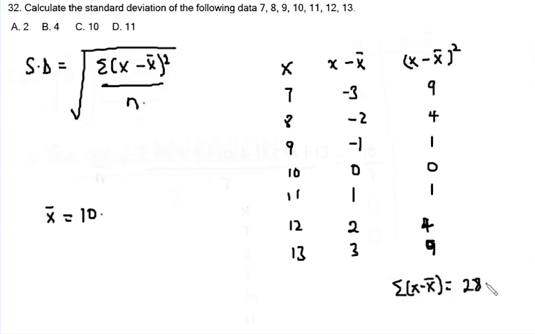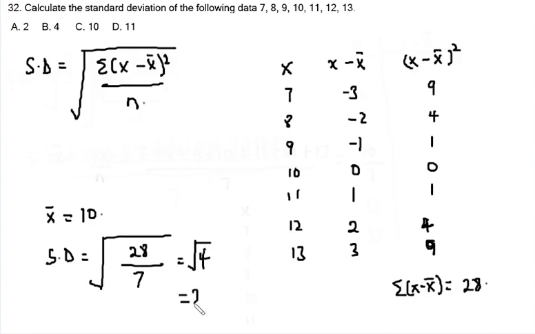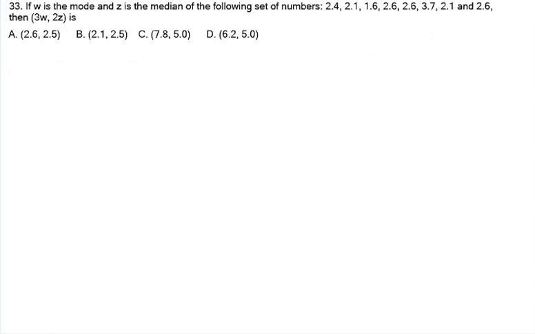If you add everything up here, the summation of (x minus x bar) squared is equal to 28. And we know that our number of terms is 7 already. So our standard deviation is equal to the square root of 28 divided by 7. 28 divided by 7 is 4, the square root of 4 is 2. So the answer to this question is A. Let's go on to the next question. For question 33, we are told that if W is the mode and Z is the median of the following set of numbers, then (3W, 2Z) is.